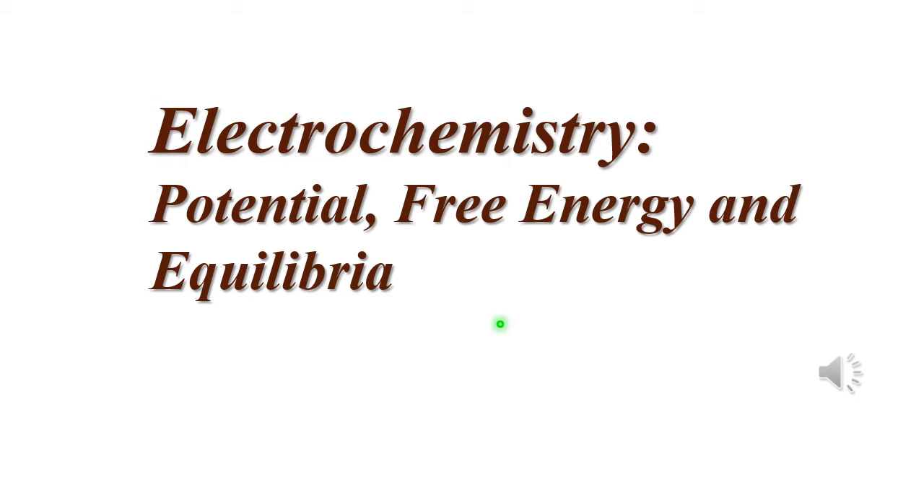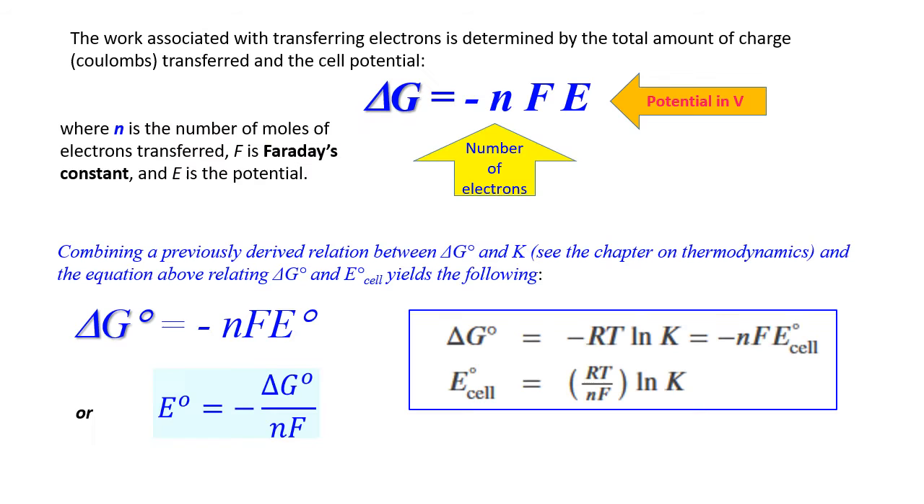This is a short reminder of what electrode potential is, how it works, and where the Nernst equation is coming from. Now we are considering the connection of our voltage potential to delta G, the free energy. Work associated with transferring electrons is determined by the total amount of charge in coulombs transferred and the cell potential.